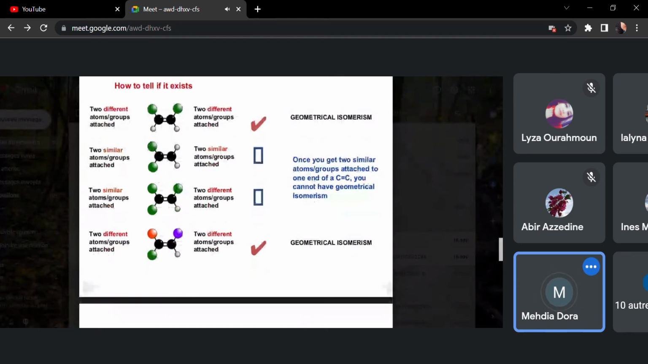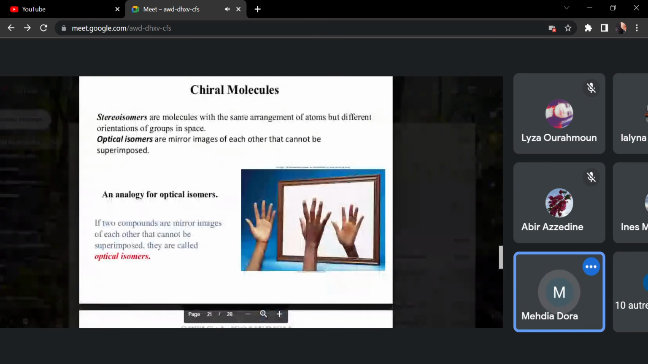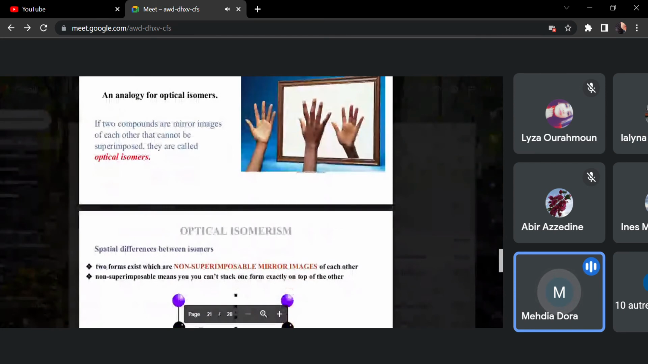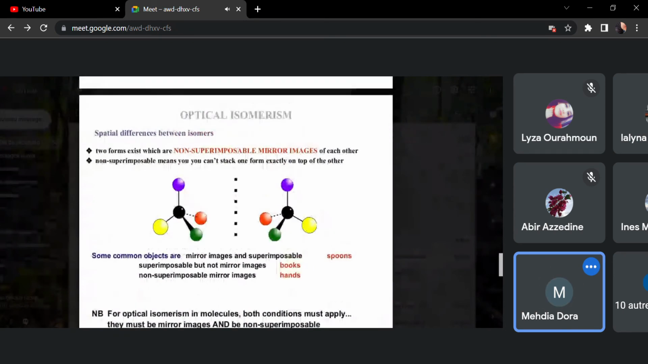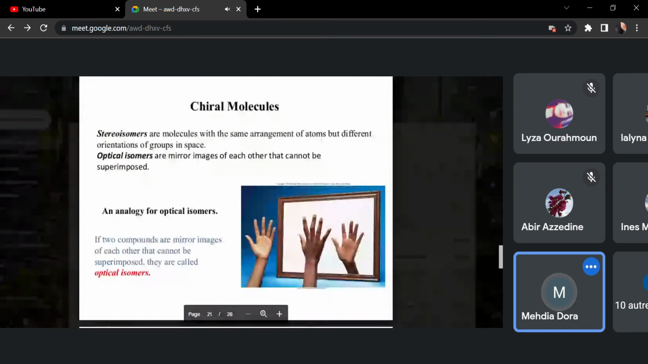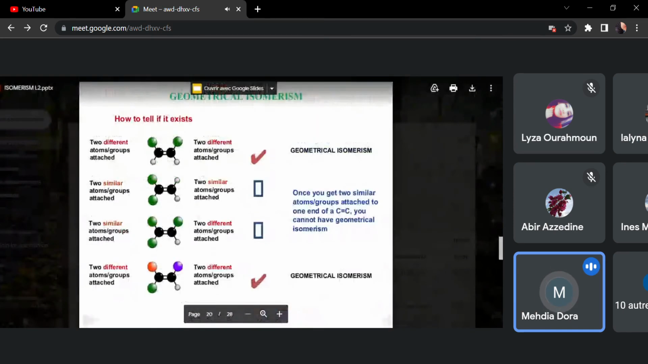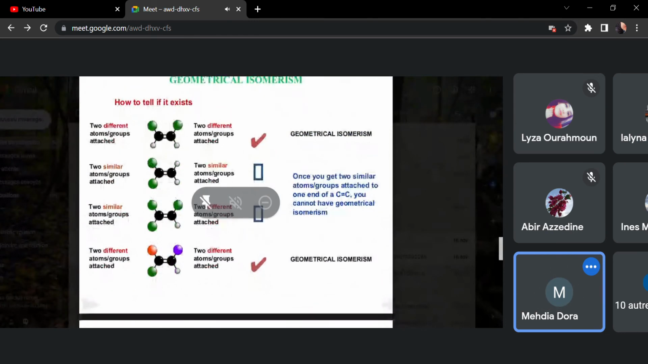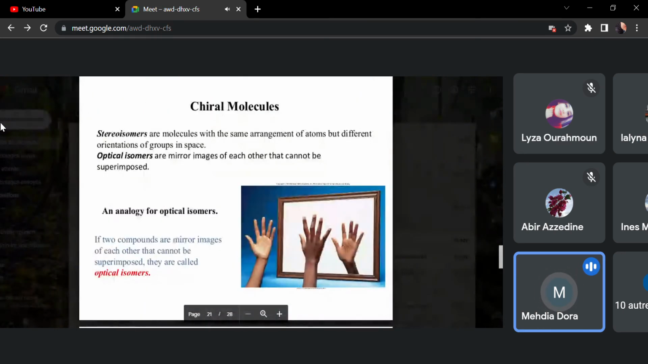Next one, please. And the last one, last meeting. So, optical molecules. No, you stay on the 20th, please. No, please, on the 20th. Yes, this one. Not 20, 21, please. This one, chiral molecules. Yeah, this one. Thank you.